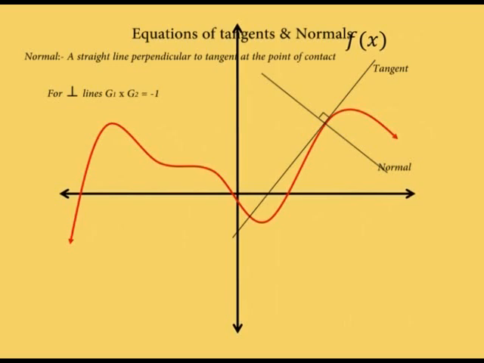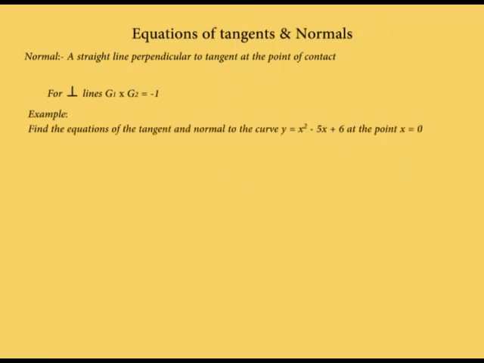Let's take an example. Find the equation of the tangent and the normal to the curve y is equal to x squared minus 5x plus 6 at the point x is equal to 0. To get the equation of a line, we need the gradient and a point. Gradient of the tangent is equal to the gradient of the curve at the point of contact, and so we find the gradient function first. dy over dx, we differentiate that function, x squared minus 5x plus 6. If we differentiate that, we get 2x minus 5.